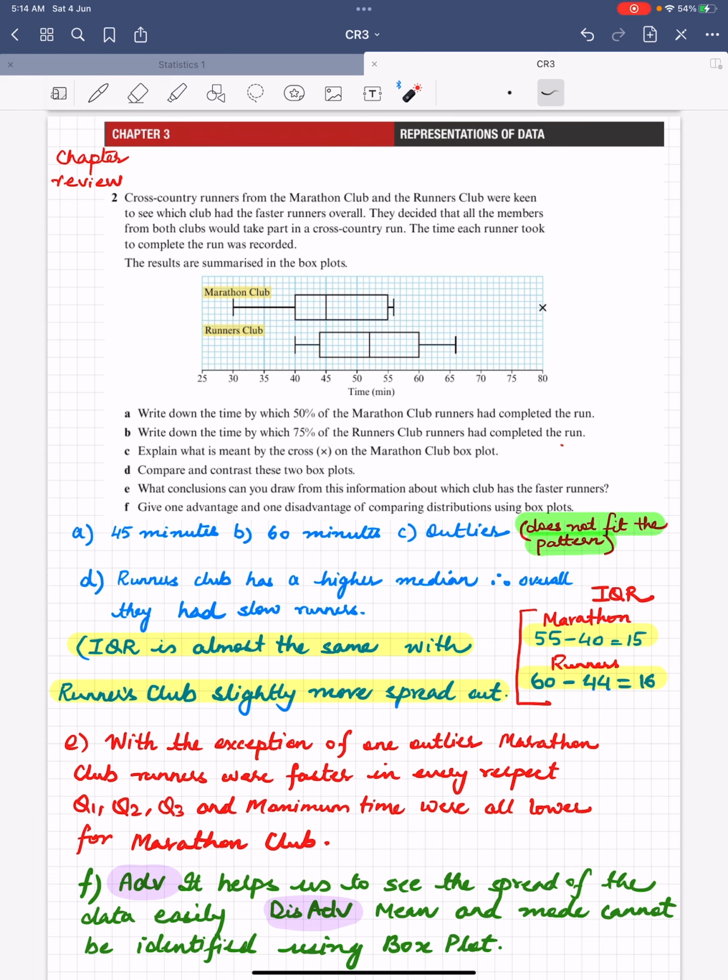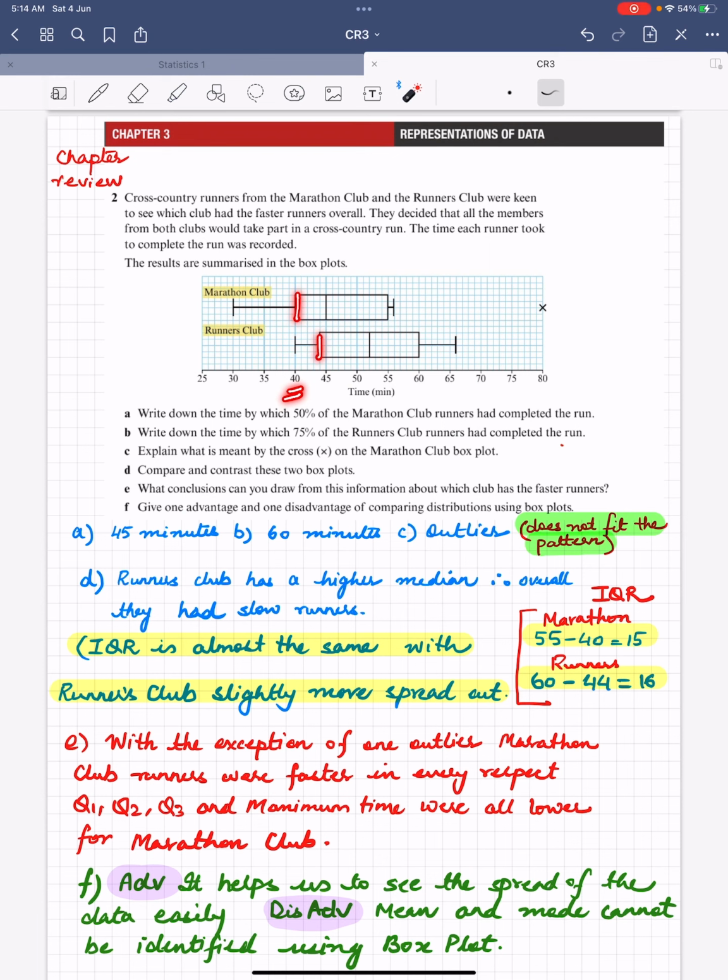Then question D, compare and contrast these two box plots. So now we can compare by looking at the two box plots. This is the fastest runner in the Marathon Club and this is the fastest runner in the Runners Club. And as we can see, the fastest runner in the Marathon Club was far ahead of the fastest runner in the Runners Club. This is the lower quartile, which is even ahead if we see in time, 40 minutes as compared to 44 minutes of the Runners Club.